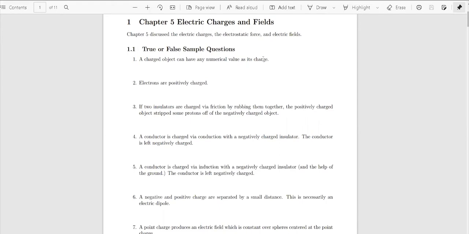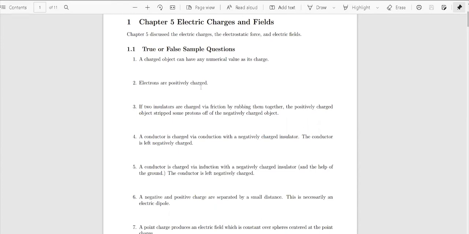You can only have an integer number times the charge of a proton if it's positive, or the charge of an electron if it's negative. You can't have any arbitrary value as a charge. 2, electrons are positively charged. This is false. Electrons are negatively charged.